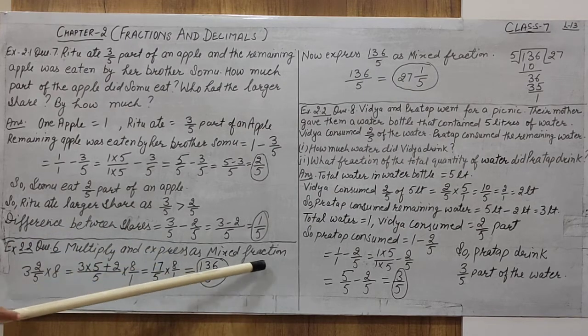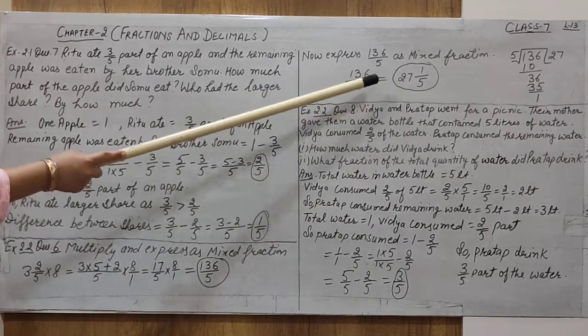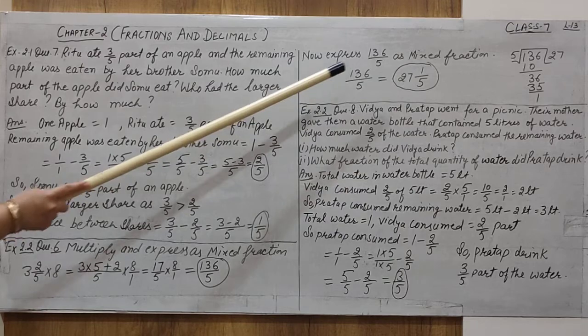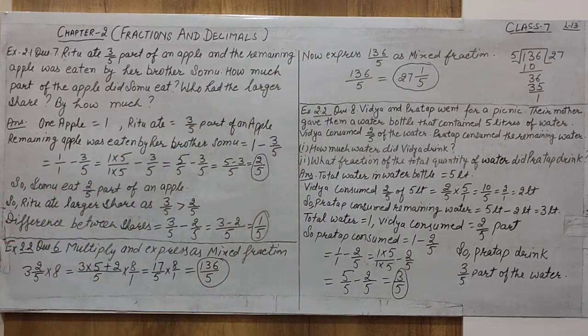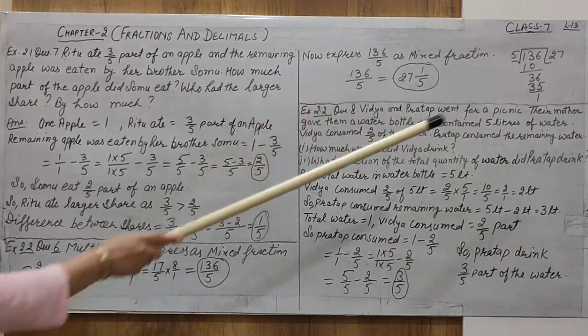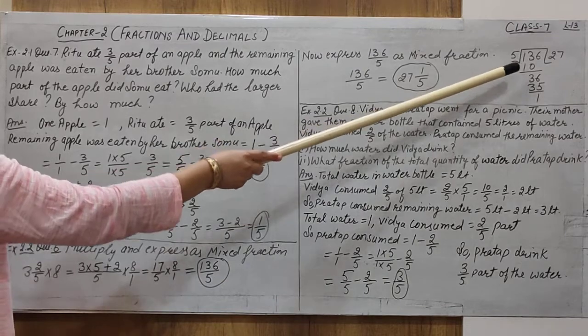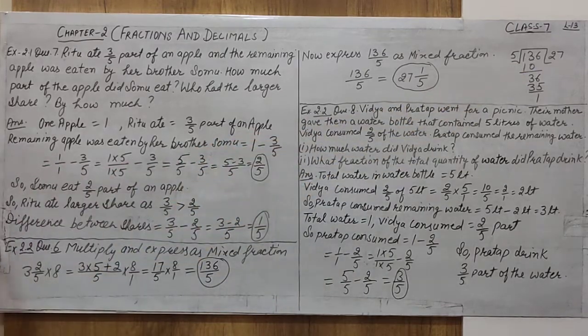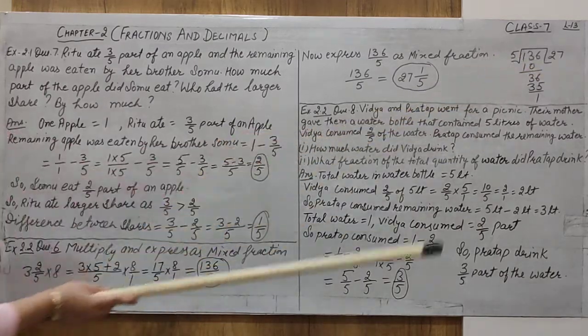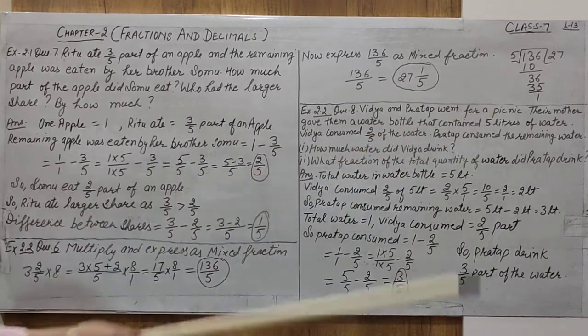Next part, express as mixed fraction. Now understand, now express 136 by 5 as a mixed fraction. We must divide 136 by 5. Divide 136 by 5 by the simple division method. So when we divide 136 by 5, we get the result 27. That is the complete part, or that is the answer. But the remainder is 1.